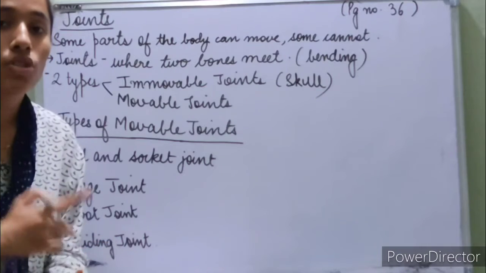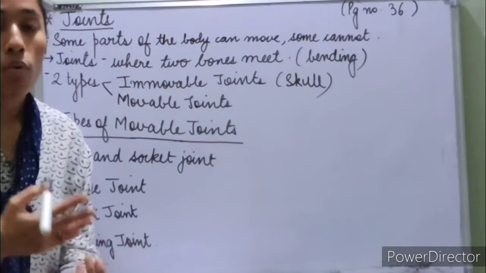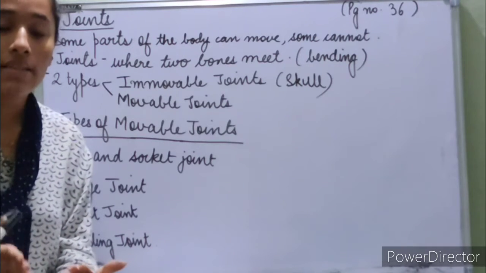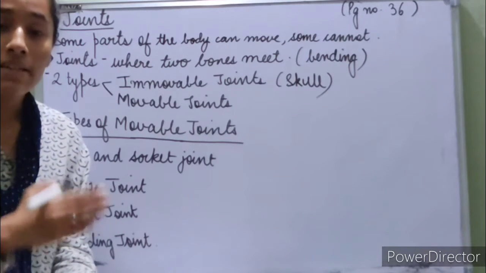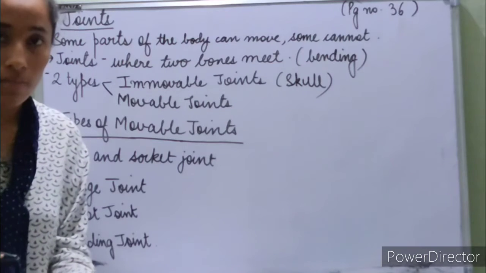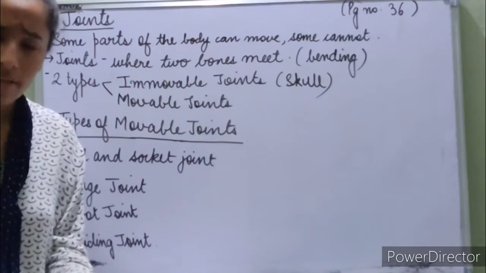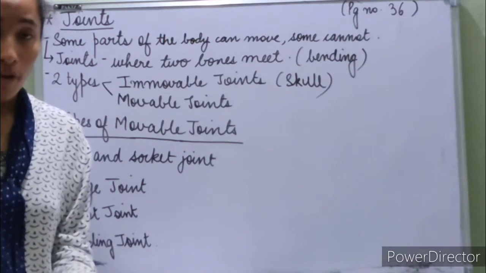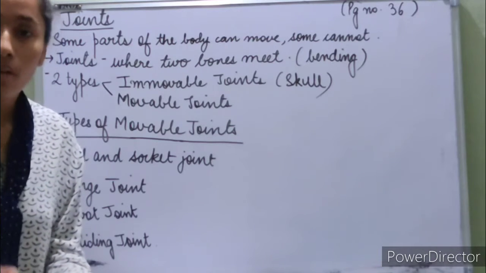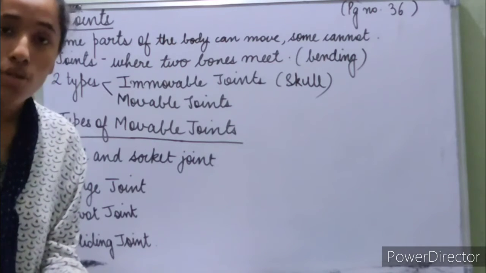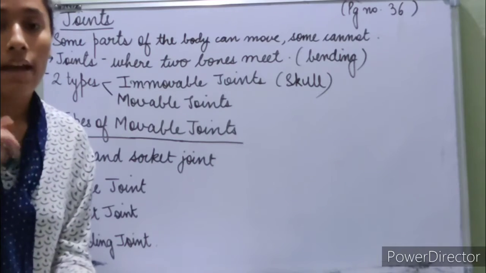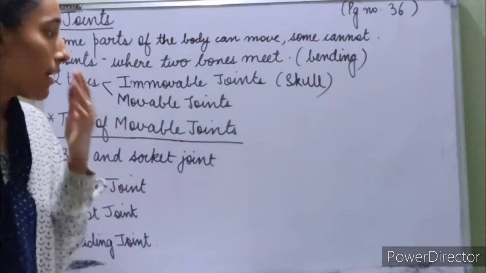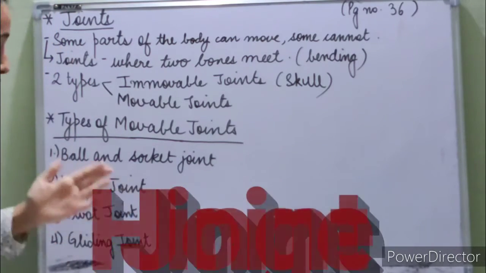A rotary joint is one which allows rotary motion. Now what is rotary motion? Rotary motion is when movement in all directions is possible. A 360-degree movement is possible. For example, you can make a whole circle with your hip bone. You can rotate and turn your shoulder bones. So this is the ball and socket joint.